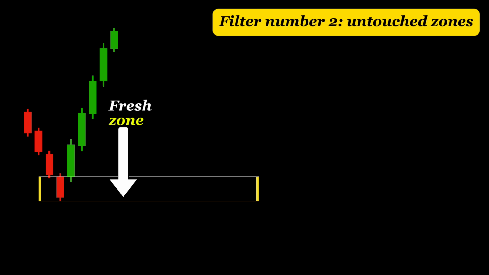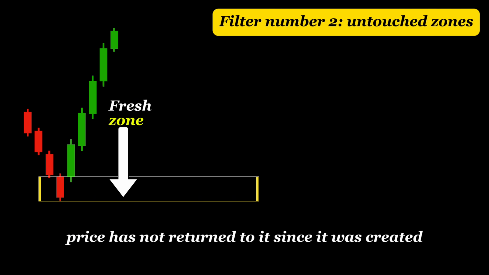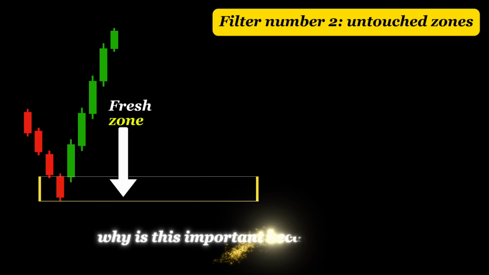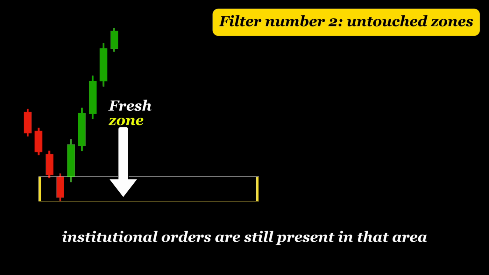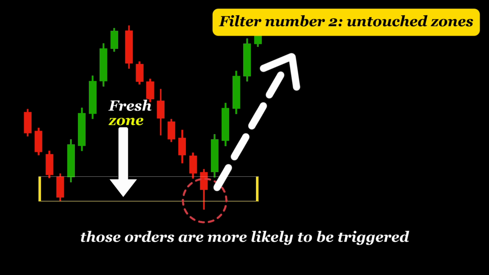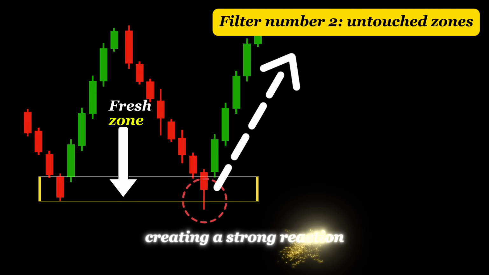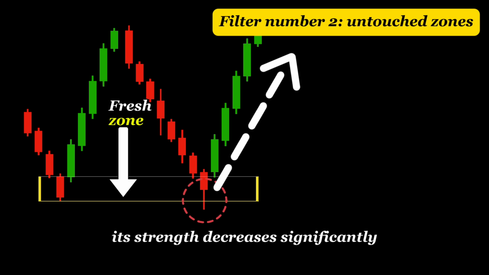Filter number 2, untouched zones. A valid institutional zone is usually fresh. This means price has not returned to it since it was created. Why is this important? Because unfilled institutional orders are still present in that area. The first time price comes back, those orders are more likely to be triggered, creating a strong reaction. But once a zone has been tested multiple times, its strength decreases significantly.